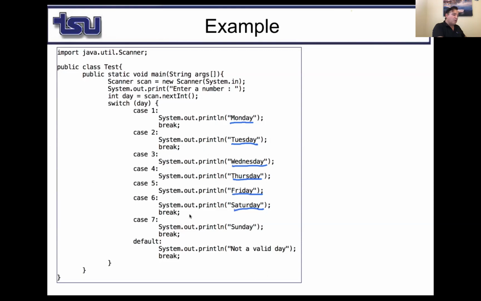If I enter 4, it will print Thursday, Friday, Saturday. If I enter 5, it will say Friday, Saturday. If I enter 6, only Saturday because I have break. If I enter 7, only Sunday. If I enter 100, it's going to go and print default, not a valid day.